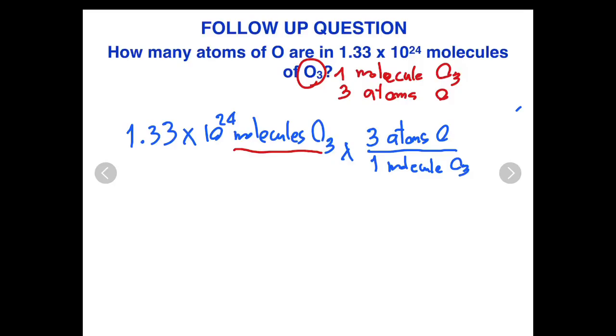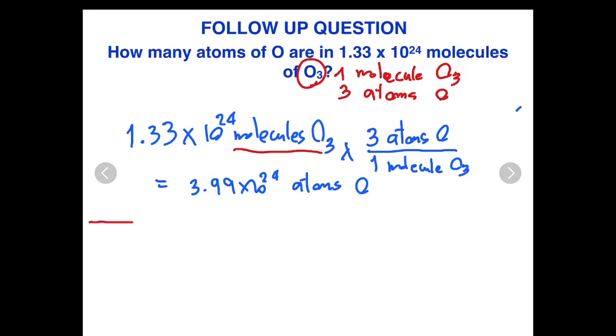So if you calculate this, you are going to get 3.99 times 10^24 atoms of oxygen in this sample. Of course, it's going to be 3 times more because we are looking at each specific atom in here. Okay, so this is one way to do it.